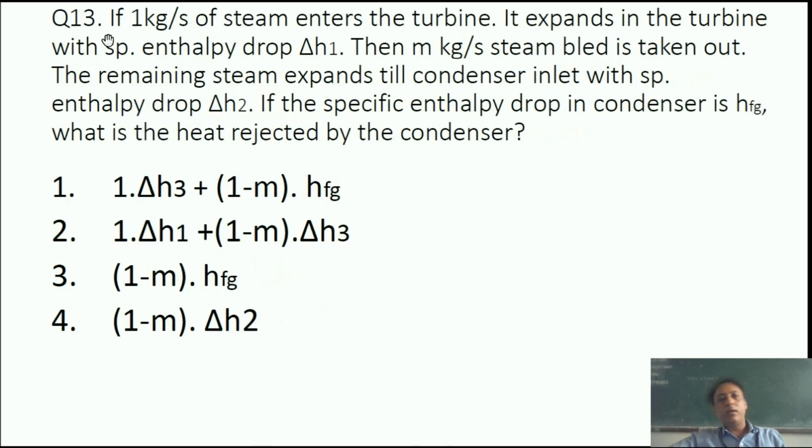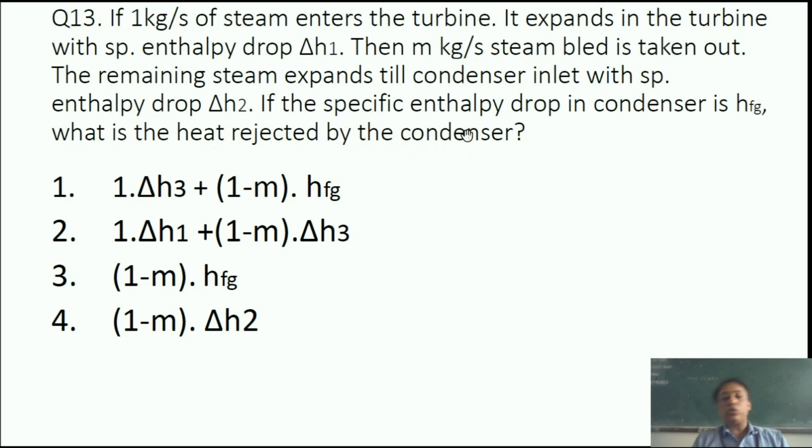Now, if 1 kg per second of steam enters the turbine, it expands in the turbine with a specific enthalpy drop of del H1. Means the same question, some data is different. Then m kg steam bleed is taken out. The remaining steam expands till the condenser inlet with a specific drop of del H2. If the specific enthalpy drop in the condenser is HFG, what is the heat rejected by the condenser?